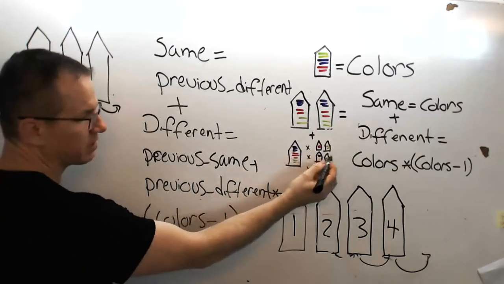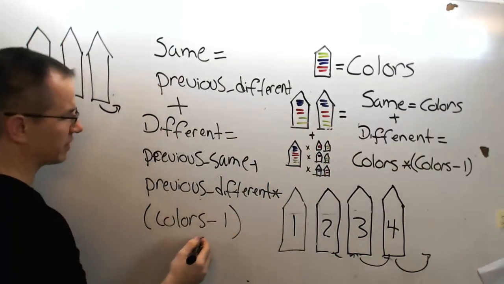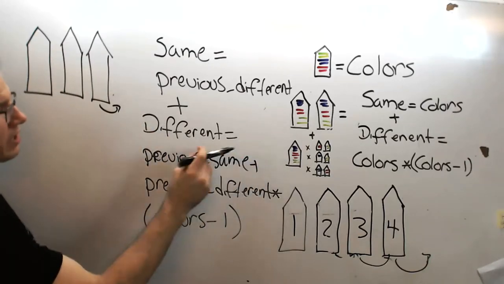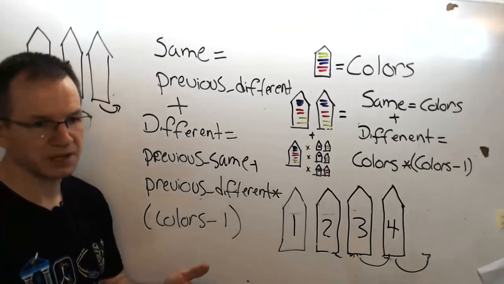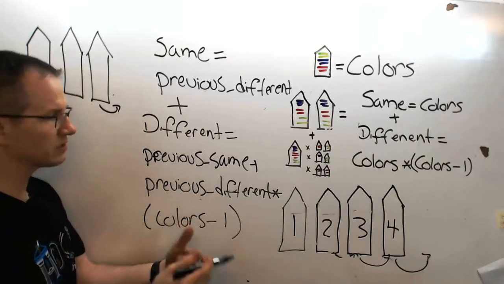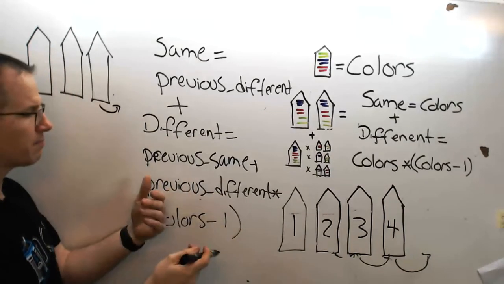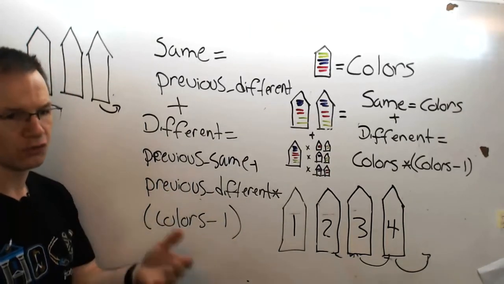Just like similar to here. And it's similar to here where it's colors minus 1. And so this is our equation for 4, 5, 6, and beyond. And so hopefully that was a helpful way of walking back to actually see how to derive this equation.